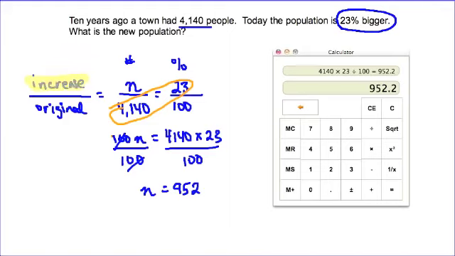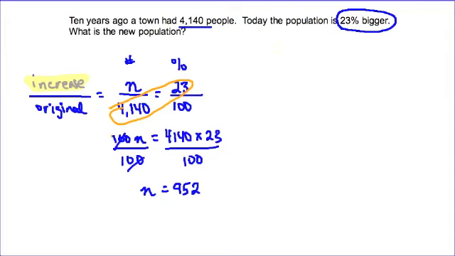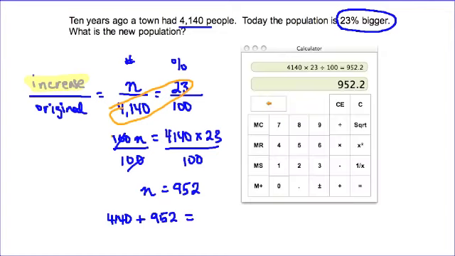So this is telling us that the population increased by 952 people. But we still haven't actually answered the question, because the question is asking us to find the new population. To do that, we need to add 952 to the original population of 4,140. So let's do that. 4,140 plus 952 equals 5,092. So the new population is 5,092 people.